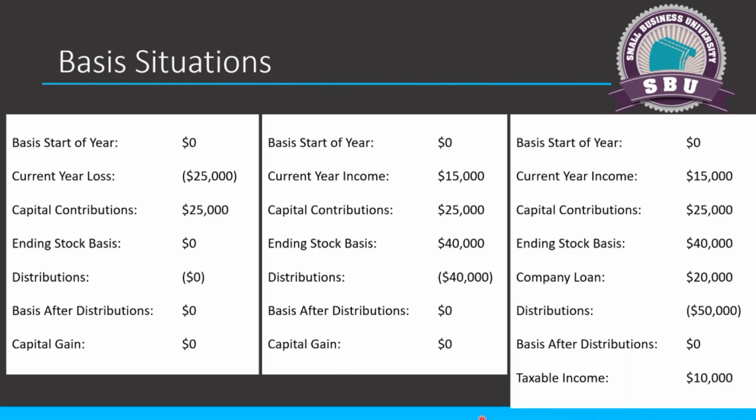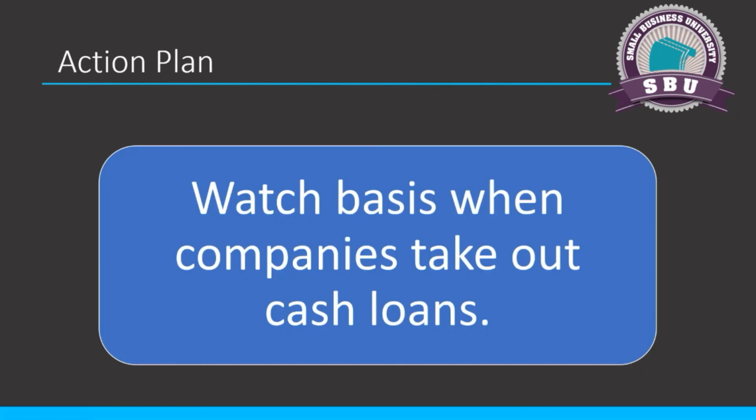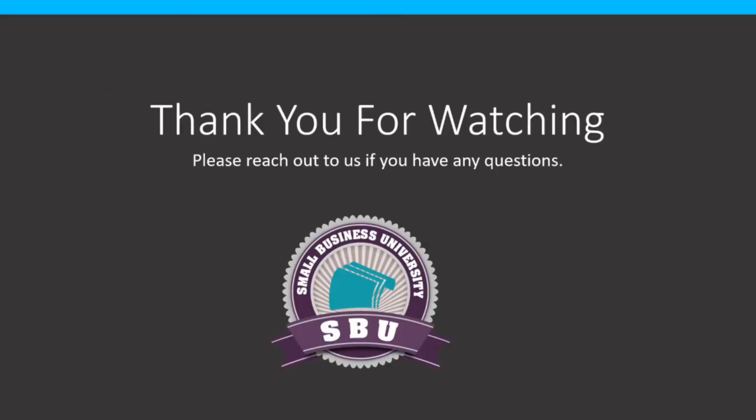Not too long of a video. And I only have one action note, and it's this, right? I'm a little tongue-in-cheek here, but this is what I need you to be doing. Watch the basis when companies take out cash loans, right? When you see companies that are in your portfolio doing this, put an eye on them and watch them. And if it's looking like by the end of the year they've got some negative basis, you need to let them know, let us know, and we'll try and help them make sure that they don't have some kind of taxable event.